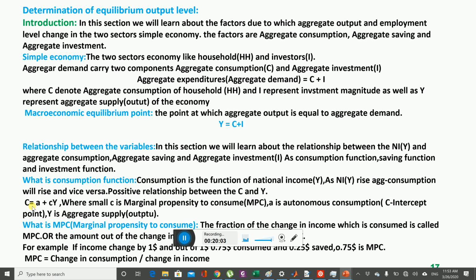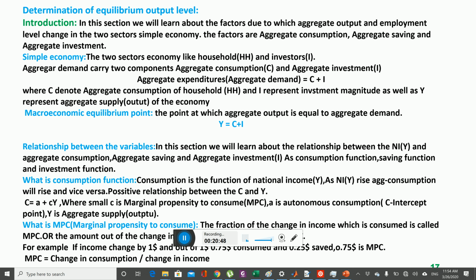This is the standard form of the consumption function: C is equal to A plus small c Y. This small c is multiplying with the capital Y, where small c is the marginal propensity to consume, MPC. How can we define MPC? What is marginal propensity to consume? We can define MPC as the fraction of the change in income which is consumed. It means that part out of the total change in income that the consumer consumes is called MPC.